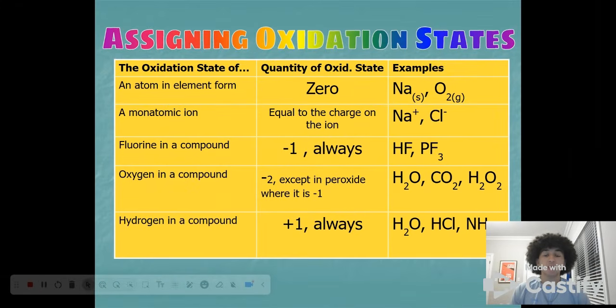Rule 5. Hydrogen in a compound is essentially always +1. There are exceptions, but you won't be expected to know them unless you plan on studying chemistry more in depth in college. Now, there's one last rule that honestly does most of the heavy lifting. The sum of all oxidation states in a neutral compound must equal 0. In a polyatomic ion, the sum must equal the ion's charge. This is how you find unknown oxidation states algebraically.